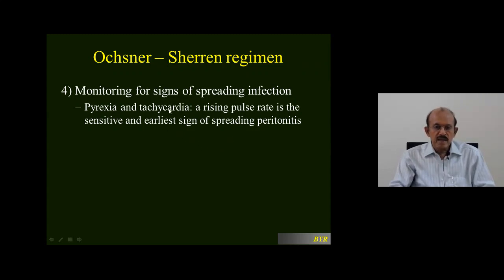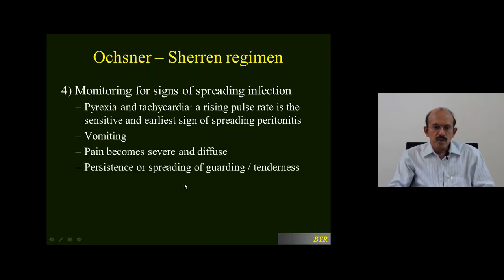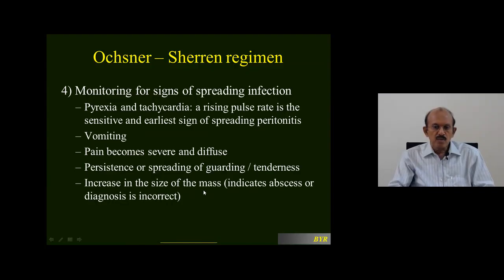So pyrexia and tachycardia, a rising pulse rate, not an elevated pulse rate, a rising one. Rising means today it is 85, by today evening it is 95, tomorrow morning it is 100, like that. If you see a continuous rise in the pulse rate, that is called rising pulse rate, it is the sensitive and earliest sign of spreading peritonitis. There will be vomiting, pain becomes severe and diffuse, persistence or spreading of guarding and tenderness, increase in size of the mass.